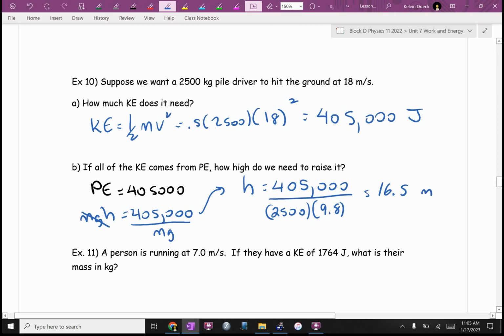Nope. I can't increase the speed. Have we talked about power at all here? Power is work over time. Remember, that's a specific physics concept. What else can I change? Yeah, then I need to realize I can't have a 2,500 kilogram pile driver. I've got to bring in a different machine.